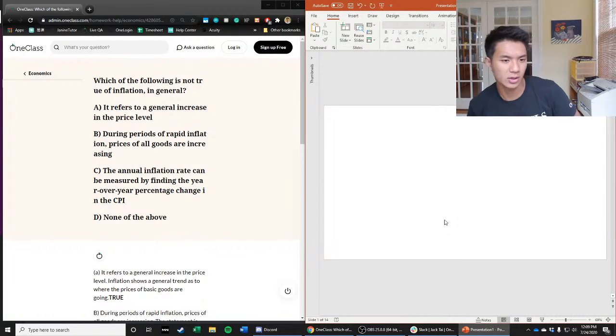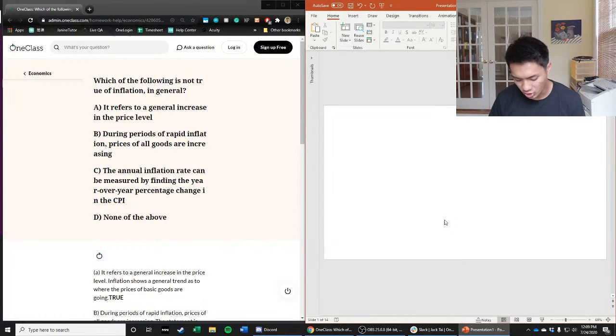It's basically testing our knowledge of what exactly the term inflation refers to. So we know that generally inflation refers to the overall increase in price levels in the economy, right? The price levels that consumers are facing. So we can look down the list and see how these answer choices fit into our understanding of inflation. Now, A says it refers to a general increase in the price level, and that's what we just talked about, right? Inflation is just a general rise in prices. So A seems to be true, and so would not be the correct answer.